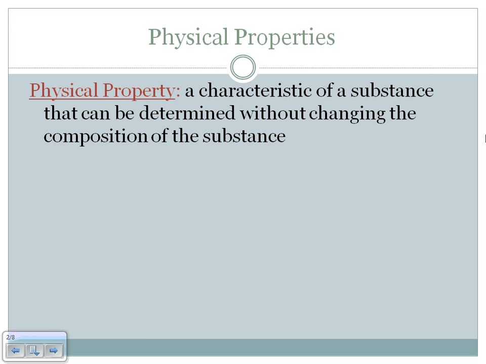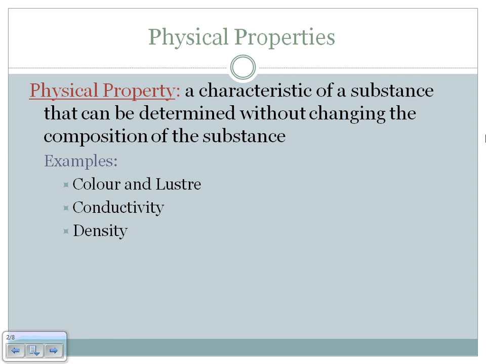A physical property is a characteristic of a substance that can be determined without changing the composition of the substance. So the substance itself does not change. Examples: color and luster, conductivity, if we can see if something conducts electricity, the density, the ductility, so whether or not it can be pulled and shaped into wires, how hard something is, can you mash it in between your fingers, or is it really, really hard like a metal? Malleability, can it bend? And viscosity, how thick that substance is if it's a liquid.